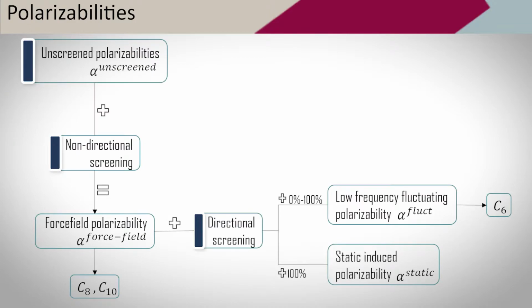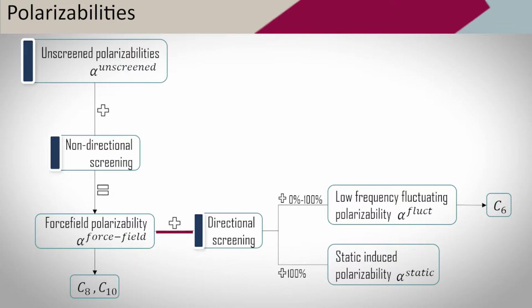The MCLF program first computes the on-site polarizabilities where dipole-dipole interactions among different atoms are not included. Instead, the polarizabilities are scaled based on the volume and radial moments of the individual atoms. Non-directional screening is then added. In here, the diagonal terms of the dipole-dipole interaction tensor are directionally averaged, so it only includes the isotropic dipole-dipole interactions. That yields the force field polarizability, which is useful to calculate the C8 and C10 dispersion terms.